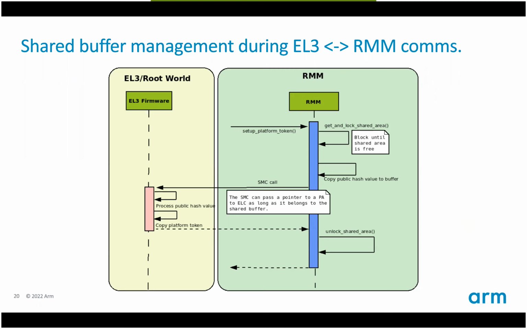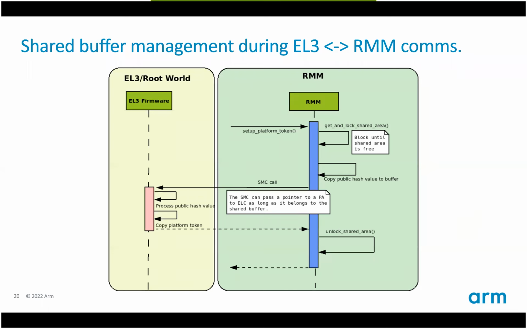Then EL3 firmware will do any manipulation that needs to be done on the data on that buffer. In this case, we'll process the public hash value and will copy the platform token into the shared area. Then return the SMC call and setup platform token will do any further processing that it needs to do on the data that is stored on the shared buffer, and then we'll unlock the shared area and carry on.